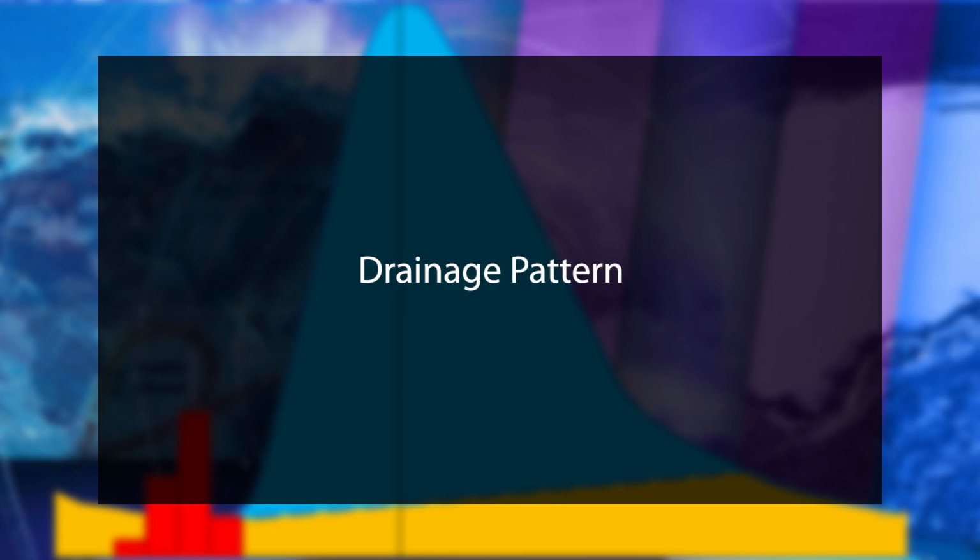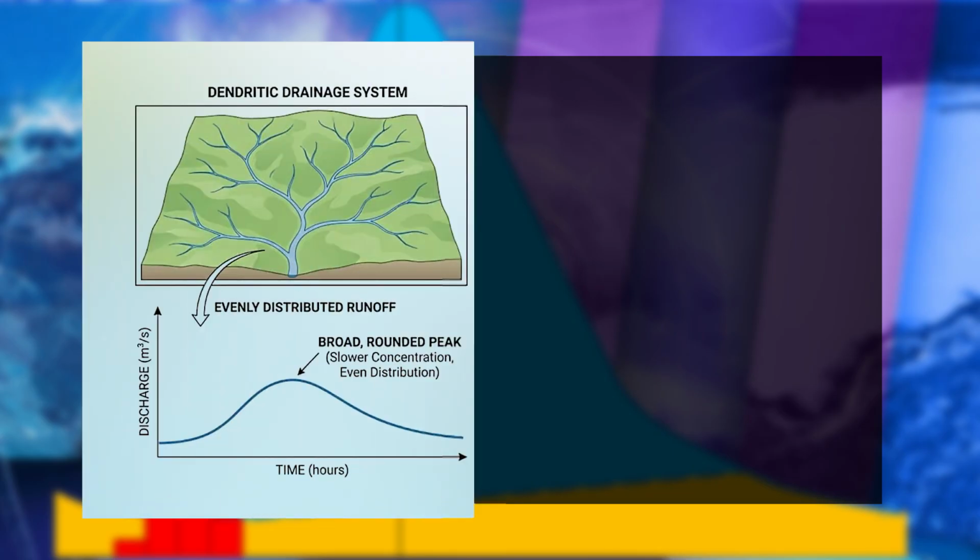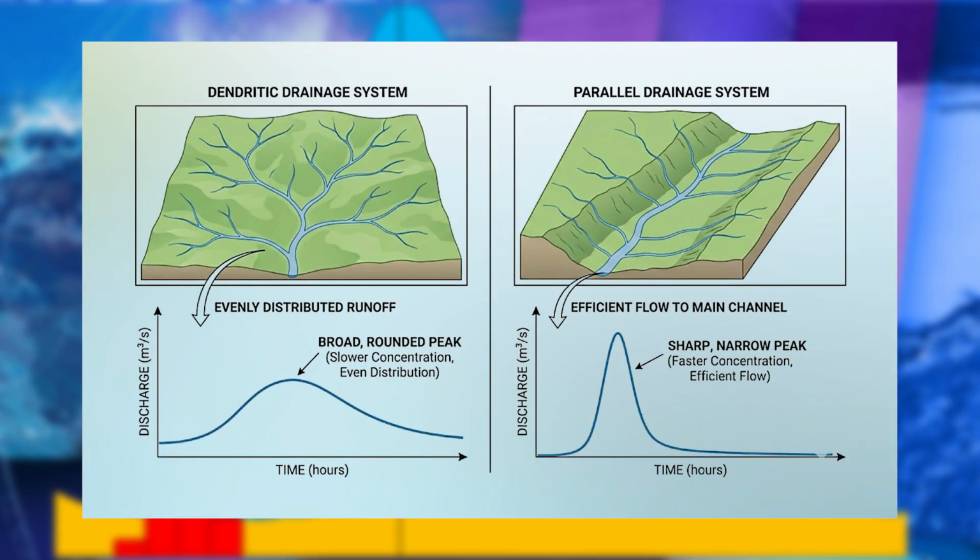Now, an important influencing factor, that is the drainage pattern. Dendritic drainage systems evenly distribute runoff and produce broader hydrograph peaks. On the other hand, parallel drainage systems often direct flow efficiently to main channels, creating sharper peaks.